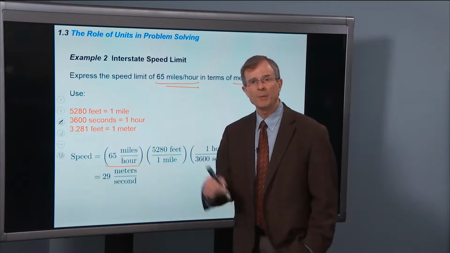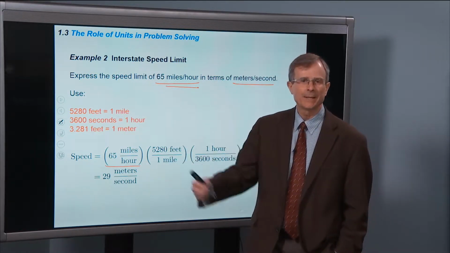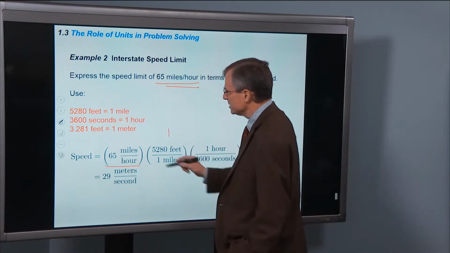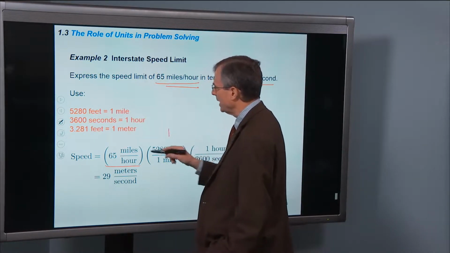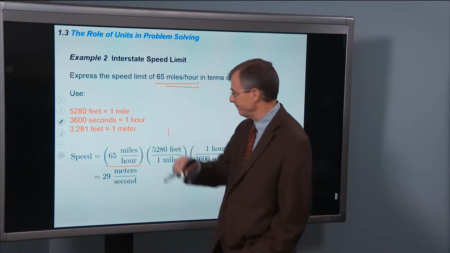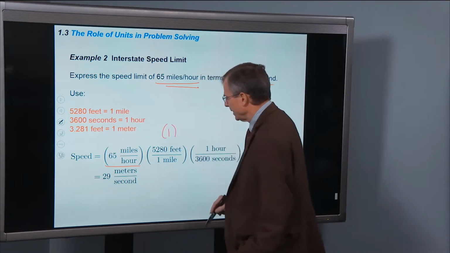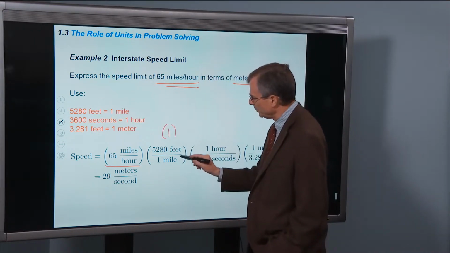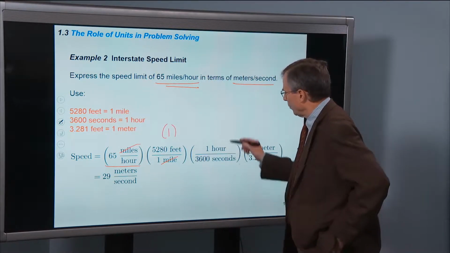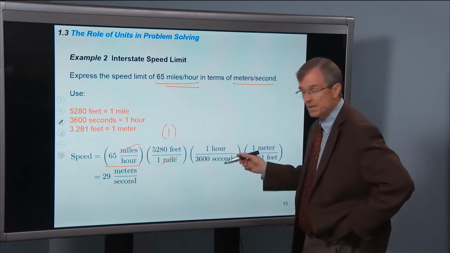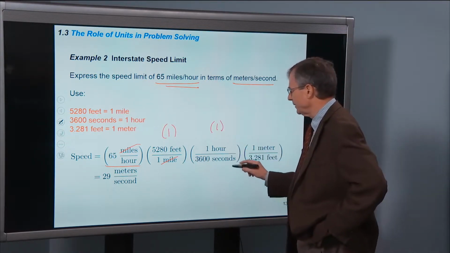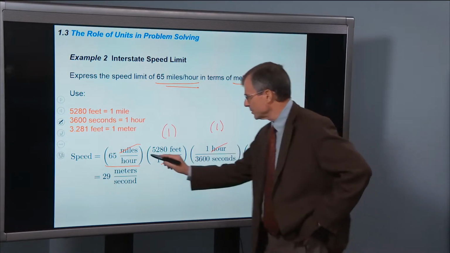Then we're going to multiply by 1 again and again and again in order to get the units to work out. This is 1. Because 5,280 feet equals 1 mile, 5,280 feet divided by 1 mile equals 1. So that's multiplying by 1. Why did I multiply by this conversion factor? Because this mile will cancel this mile. 1 hour equals 3,600 seconds. That's multiplying by 1 again. And this hour is going to cancel that hour.